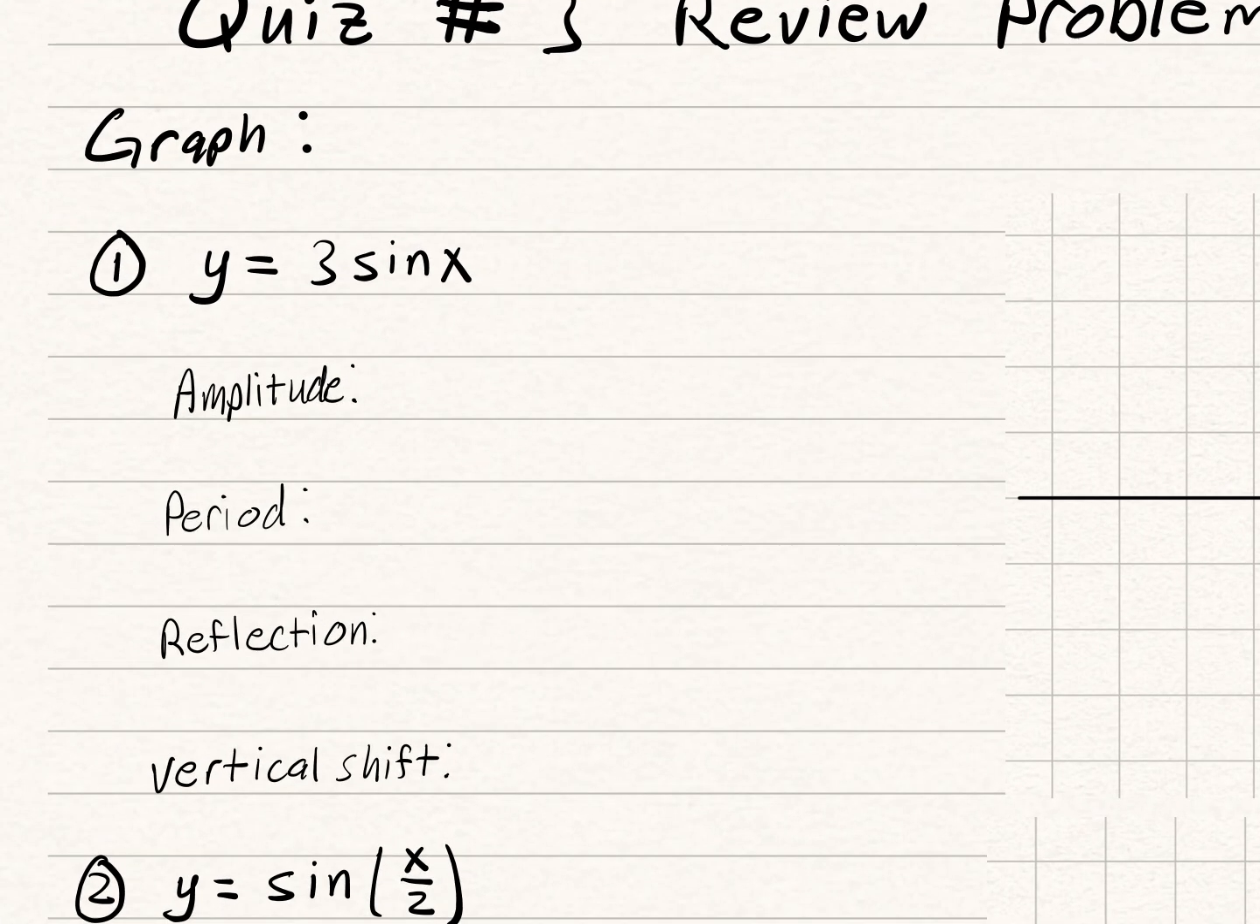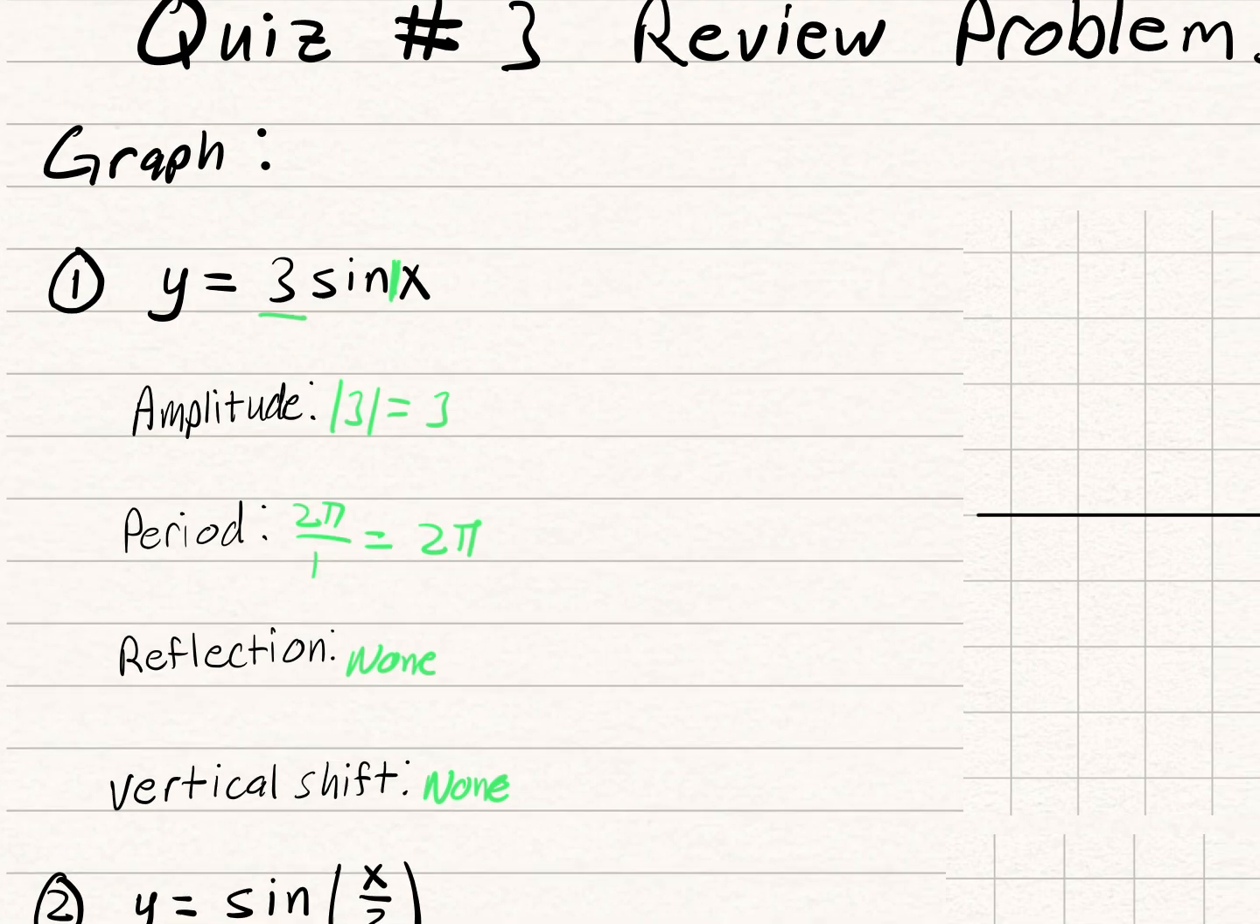Our amplitude, as always, is going to be the absolute value of the number in front of our sine or cosine function. So the absolute value of 3 is just 3. That's how high or low we're going to go. Period is going to be 2 pi divided by whatever's in front of that x. If there's nothing in front of that x, you assume it's a 1. 2 pi over 1 in this case is just going to be 2 pi. We don't have any reflection here because I don't see a negative, and we don't have any vertical shifting because I don't see anything being added or subtracted to this function.